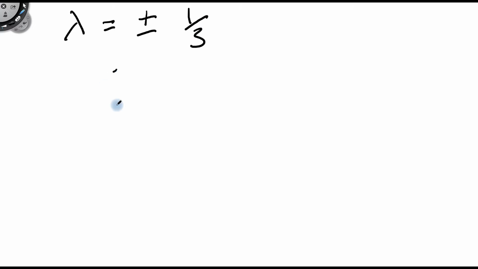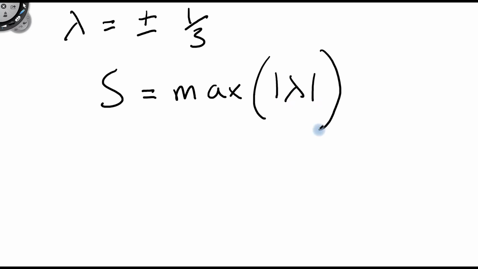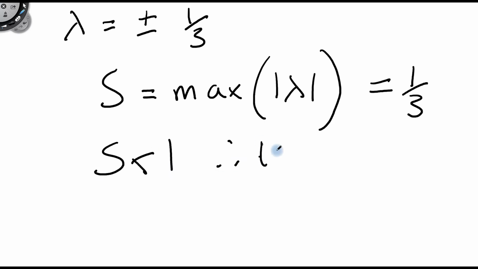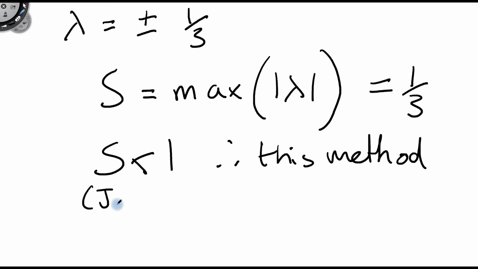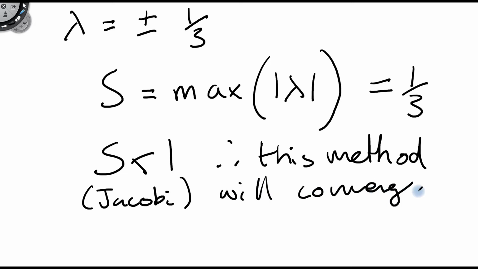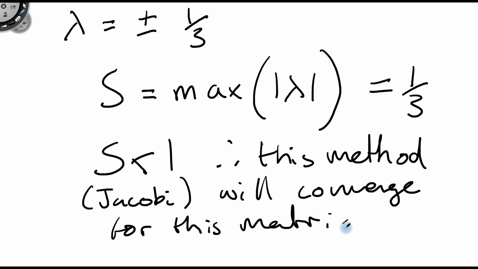We're interested in S, which is the maximum of the absolute values of lambda. So basically that's either of these quantities. It's the same. The absolute values of lambda give a third twice. So the maximum value is a third. So what we can say immediately is S is less than 1. Therefore this method, Jacobi, will converge for this matrix A.